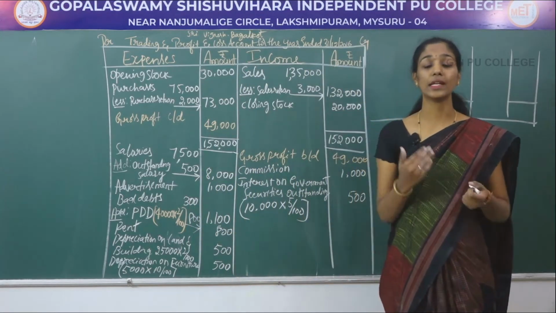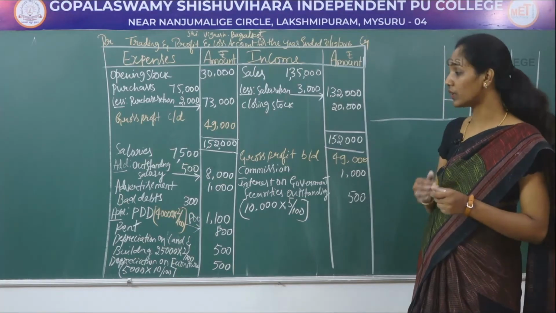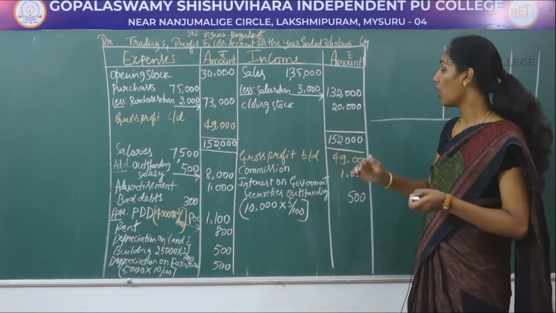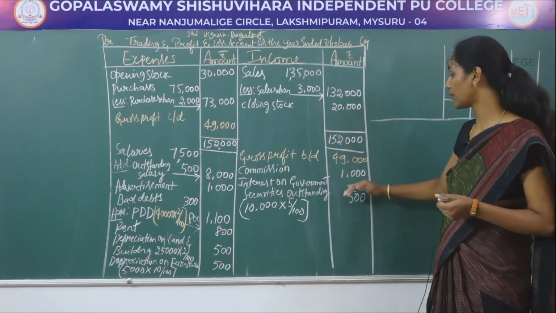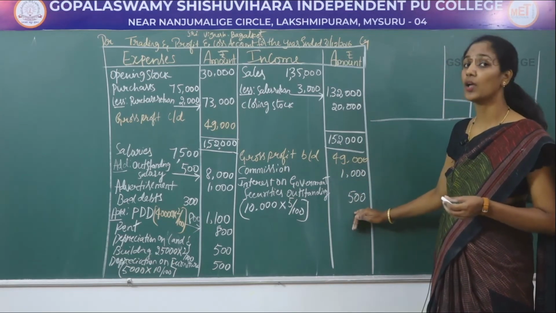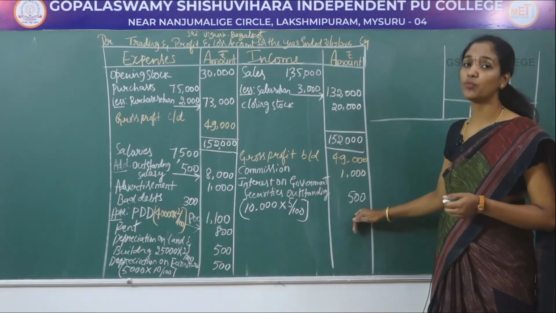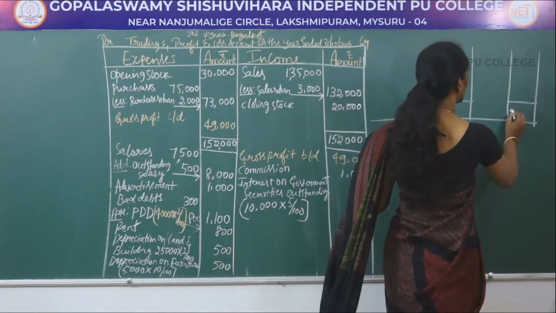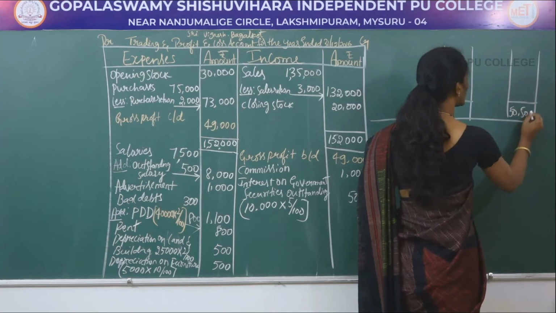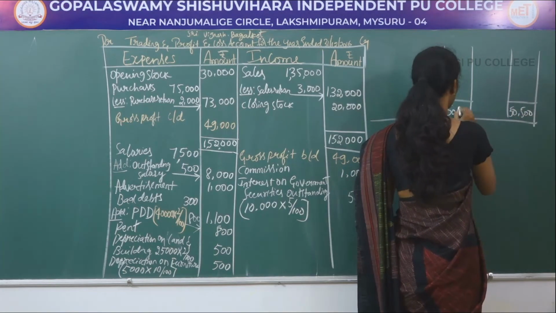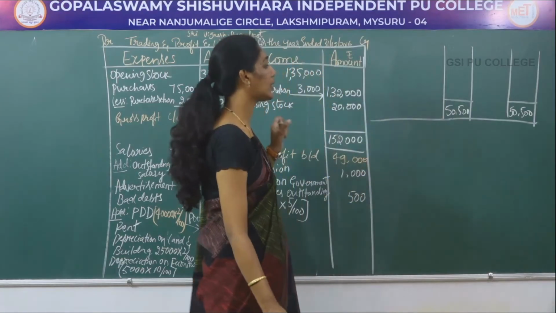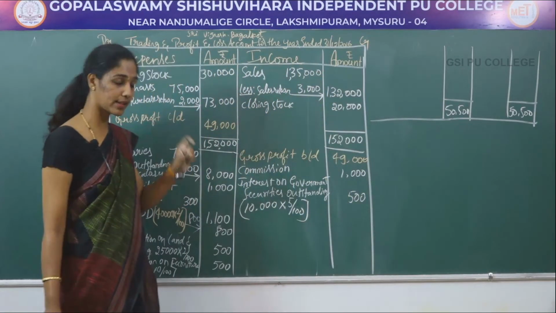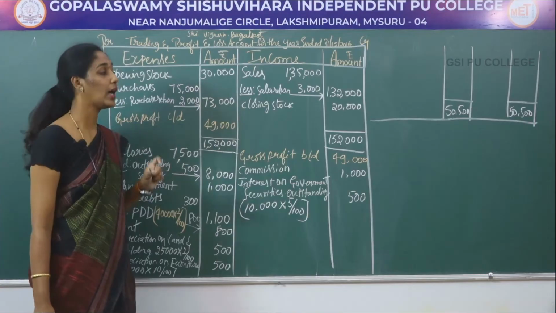So now you have to find out the net profit. For this, first you have to add on the credit side of the profit and loss account 49,000 plus 1,000 plus 500. You will get 50,500 rupees. Write the same total on both sides, 50,500, 50,500.